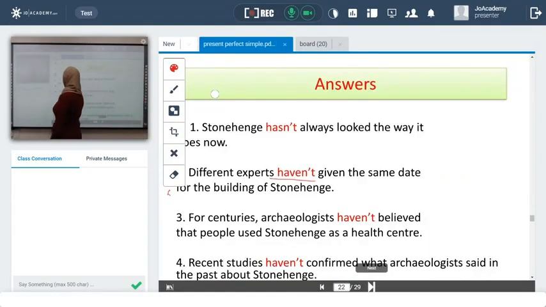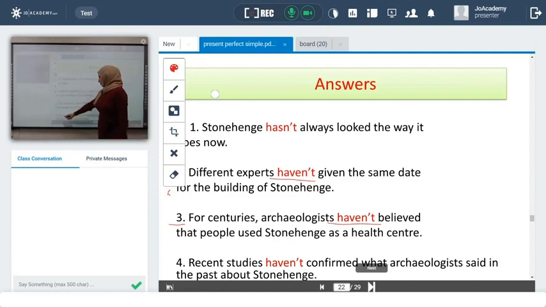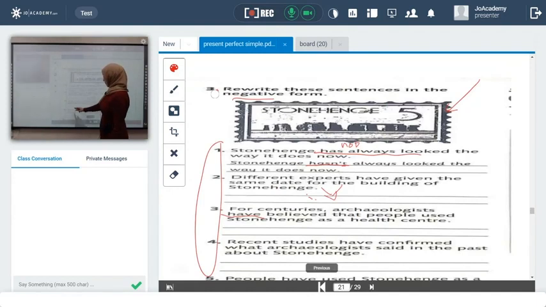Here is number 3. For centuries, archaeologists haven't believed that people used Stonehenge as a health center. Now, number 4 is here, right? Recent studies have confirmed what archaeologists said in the past about Stonehenge.